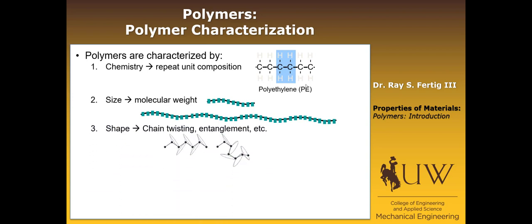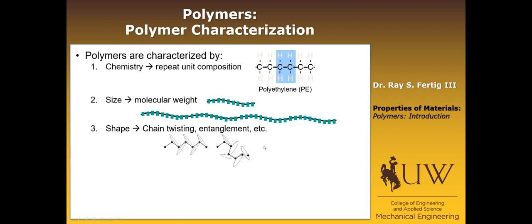Another feature that is important to quantify with respect to polymers is their shape. There are a lot of ways to characterize shape, but some examples would be chain twisting and entanglement, and that's what I'm showing you here. This is sort of the backbone that exists, but these radii that are being drawn are ways those atoms could orient themselves and still maintain their angle. So this is giving you one type of polymer, and this is giving you another shape of polymer, and they're going to behave differently based on their shapes.